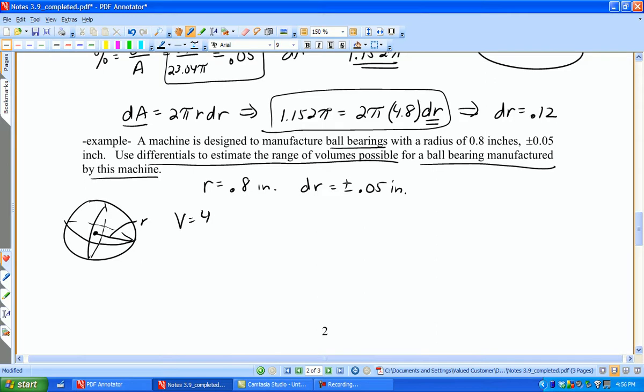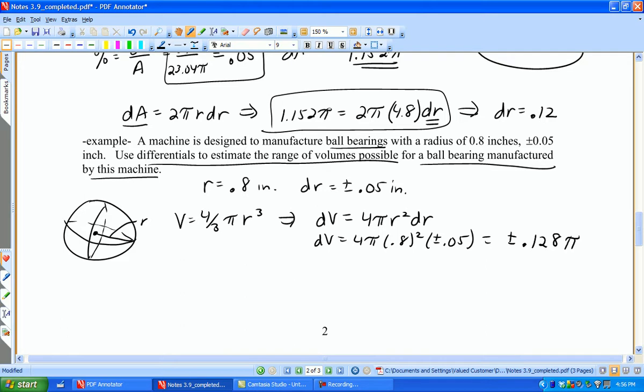The volume of a sphere is 4/3 pi r cubed. I'm sure you remembered that. So I take the derivative of this in differential form. That's dV equals, if I bring down the 3, it will cancel with the 4/3, 4 pi r squared dr. So dV is 4 pi times 0.8 squared times plus or minus 0.05. I'm going to multiply that out. So 4 times 0.8 squared times 0.05, and I get plus or minus 0.128 pi.